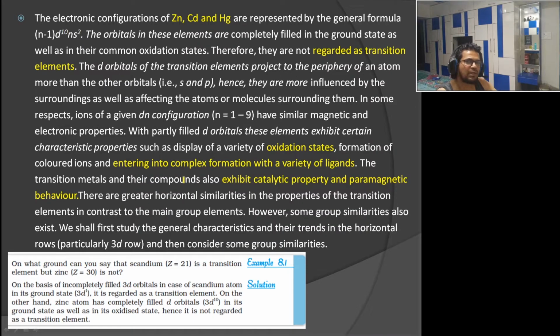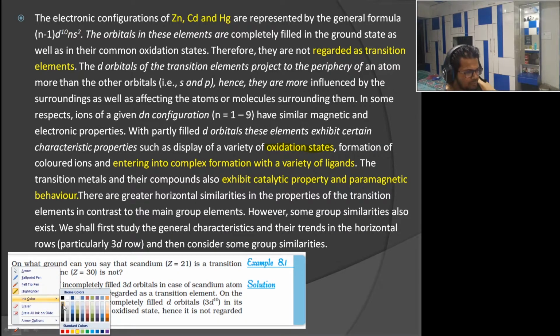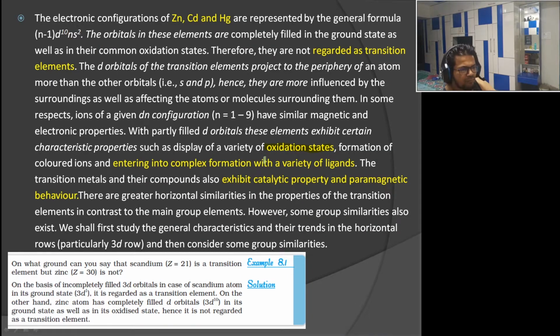Now what are those properties? Let's understand this. One is we have a variety of oxidation states, what you rightly see. We see a variety of oxidation states, everybody. Then there is complex formation with ligands, then catalytic property and paramagnetic behavior also. Now the question is oxidation states.